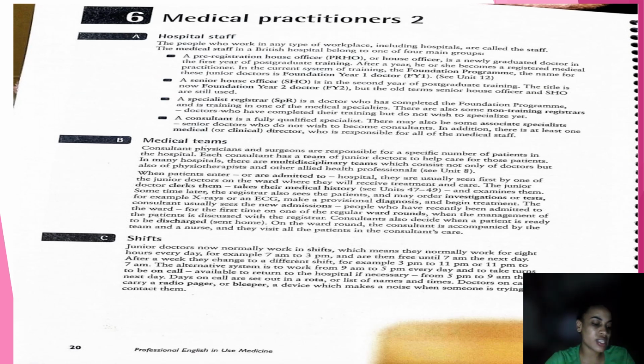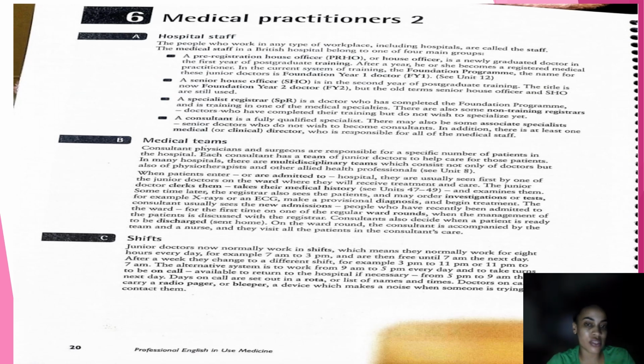Page 20. Unit 6. Medical practitioners 2. Hospital staff. The people who work in any type of workplace, including a hospital, are called the staff. The medical staff in a British hospital belong to one of four main groups. A pre-registration officer or house officer is a newly graduated doctor in the first year of postgraduate training. After a year, he or she becomes a registered medical practitioner in the current system of training. The foundation program, the name for these junior doctors, is Foundation Year One Doctor, FY1.